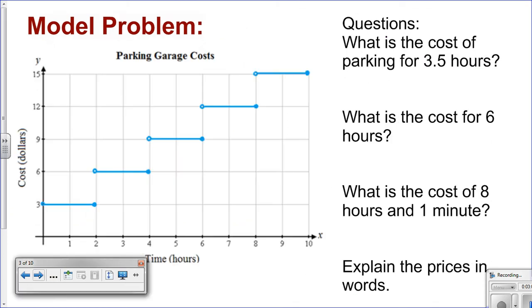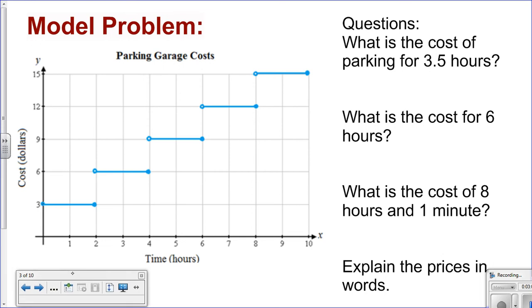Okay, let's try another one. So this is very similar, but this one at least tells us that it's a parking garage. So what is the cost of parking for 3.5 hours? So I'm going to go over here to 3.5, and it looks like that's going to be $6. What is the cost of 6 hours? All right, well 6 is going to be a little bit more interesting here because if I go up, I notice that it's a closed circle here, but open up here at 12. So I'm not going to use the output up here at 12. The cost is actually going to be $9.